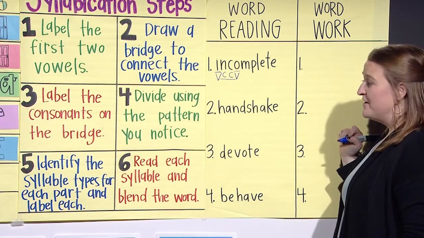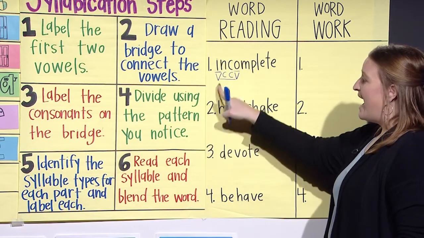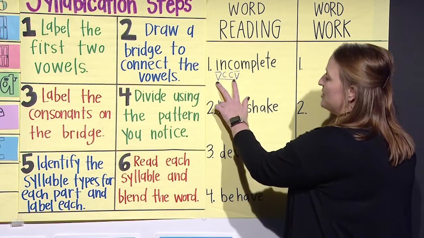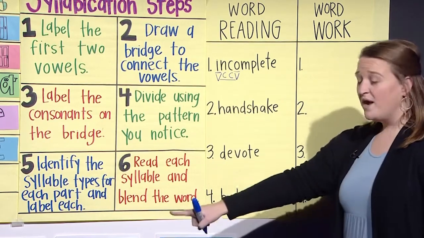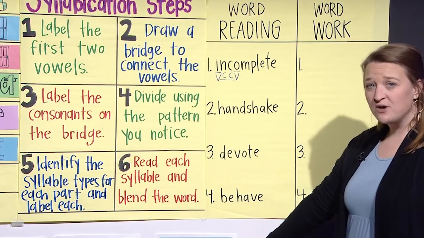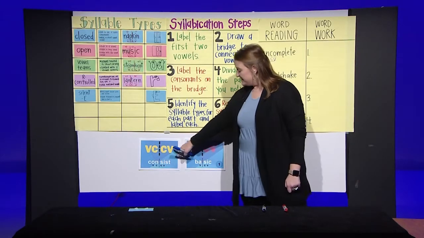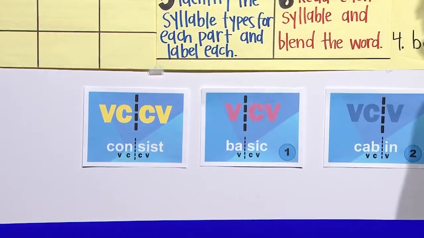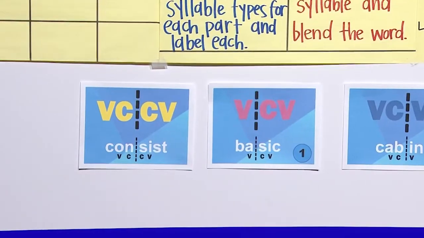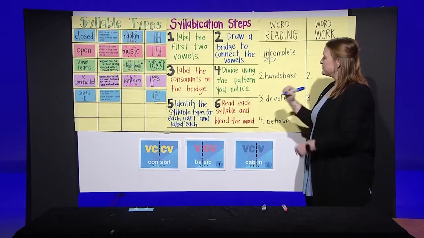Step four, divide using the pattern I notice. Remember, we focus on our bridge. I see V, C, C, V. And we have charts down here that show us where to divide those patterns. So if I go down here to the VCCV pattern, it tells me to divide between the consonants. So on this bridge, I'm going to divide between the consonants.